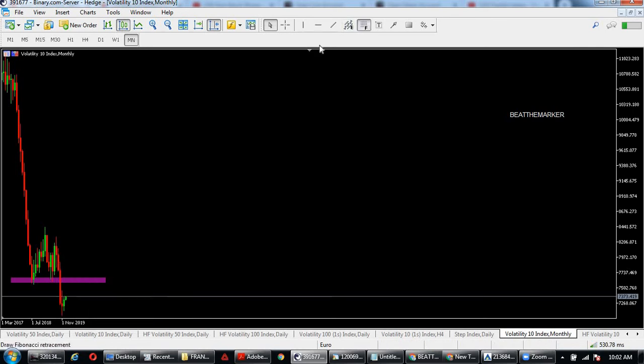So we get our Fibonacci tool from swing high to swing low, and then we would be expecting price to retrace into any one of the strong reversal Fibonacci levels. And by these I mean the 38.2, the 50, the 61.8, and the 78.6 Fibonacci reversal levels.